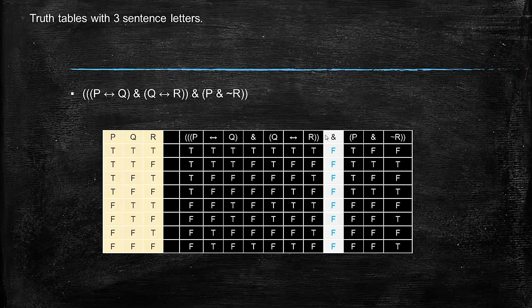It turns out to be all F's under the conjunction, and so we've got a, what do you call this? This is called a contradiction.